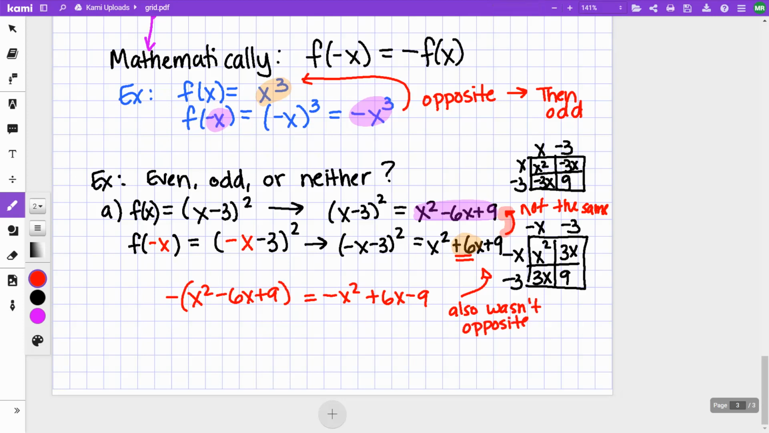So when I put in a negative x, I did not get the same thing, which would have made it even. I did not get the opposite, which would have made it odd. So in this case, this one is neither, and that's going to sometimes happen. This is what we're going to be doing in class tomorrow.